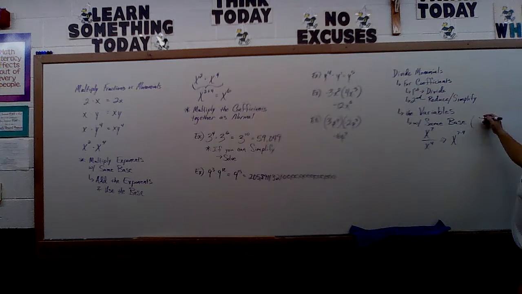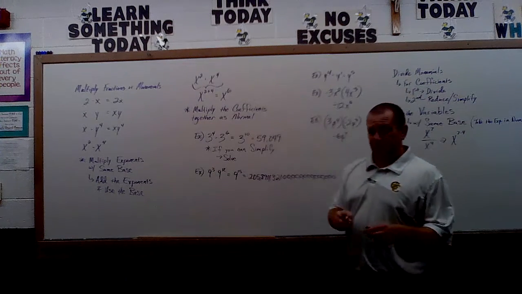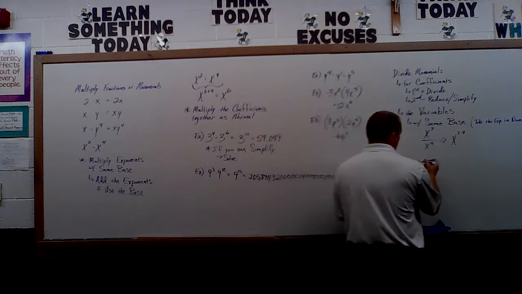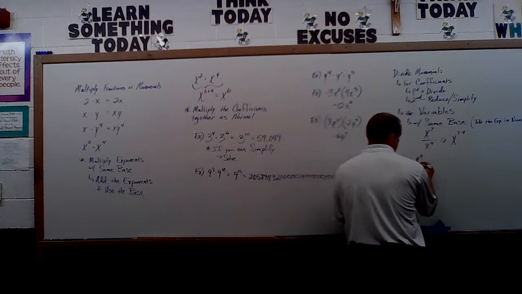always want to take the exponent in the numerator minus the exponent in the denominator. Now, this isn't confusing when my problem's like this. It's confusing when my problem's like this.